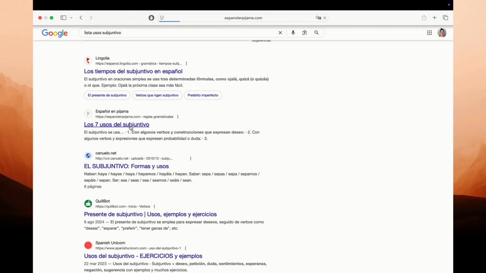If you look up subjuntivo or uses of subjuntivo in Spanish, you'll find a lot of uses. Like in this one, I found 7 uses of subjuntivo. And those are with some verbs and constructions that express desire, with some verbs and expressions that express probability or doubt, with some verbs or expressions that express diverse feelings, with expressions to value actions or situations, or to express requests or advice or suggestions, or to express the future or the goal.